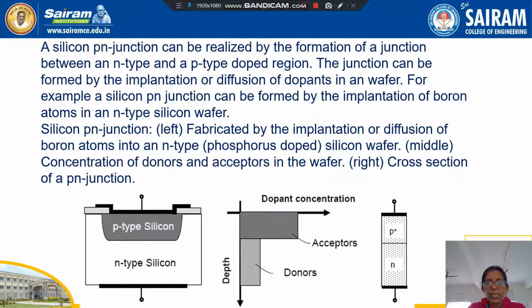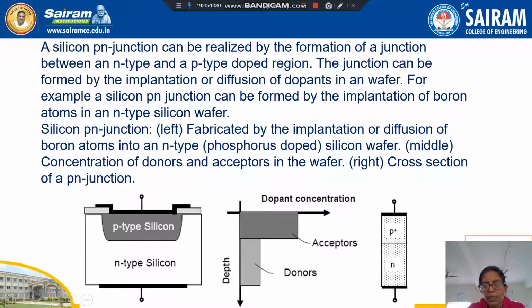In this example, we can see that a silicon PN junction is formed by having an N-type silicon wafer. That is, the base is already N-type, into which a P-type material is doped. Based on the depth and the material present here, I can say about the depth of the device, that is, the donors and the acceptors. Acceptors are nothing but the P-type silicon formed by diffusion of boron atoms, and the N-type is doped with phosphorus.